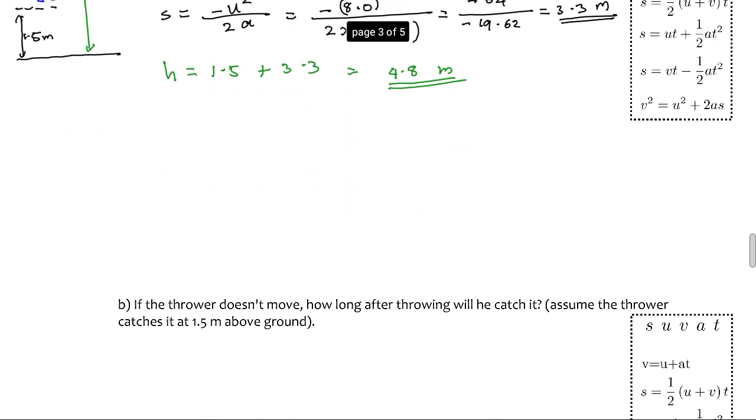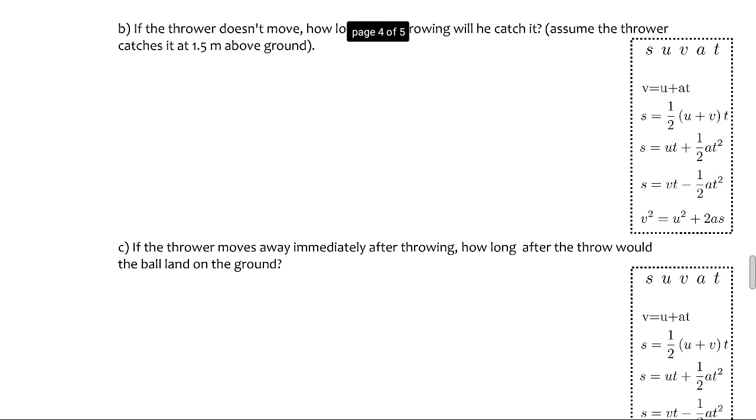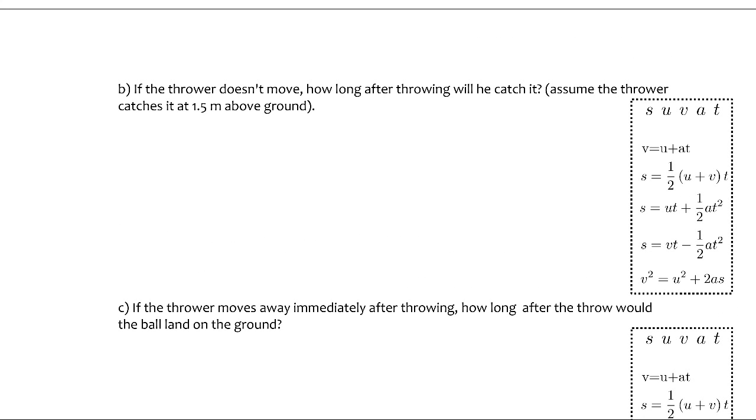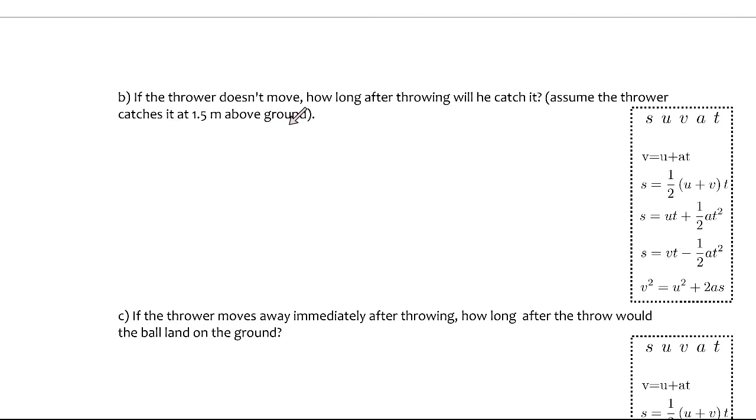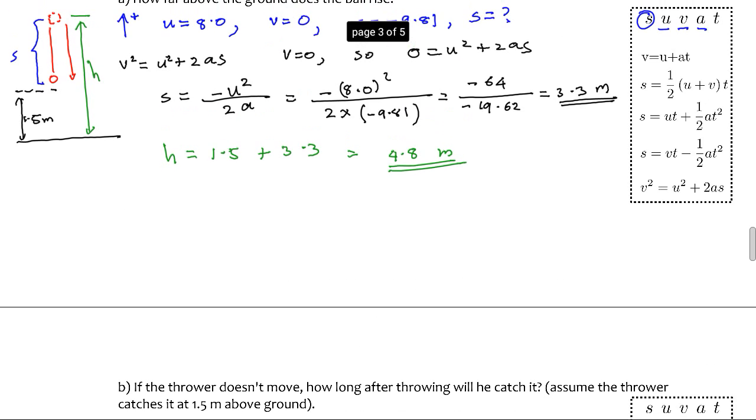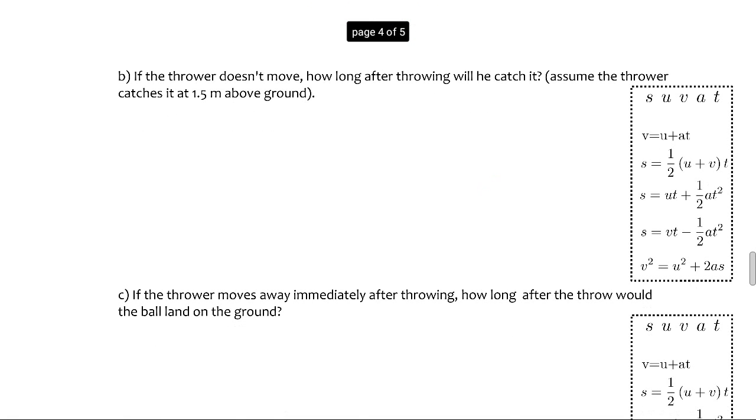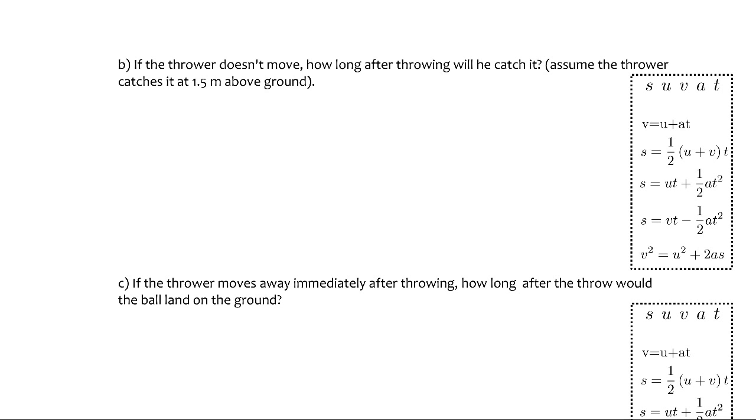Okay, let's go to another, second part of that question, and that part says: if the thrower doesn't move, how long after throwing will he catch it? So assume the thrower catches it at 1.5 meters above the ground. Again, let me draw a very quick diagram of that earlier case. So you have the ground, and then you are throwing a ball from a height of 1.5 meters above the ground. And then what happens to the ball? The ball goes up.